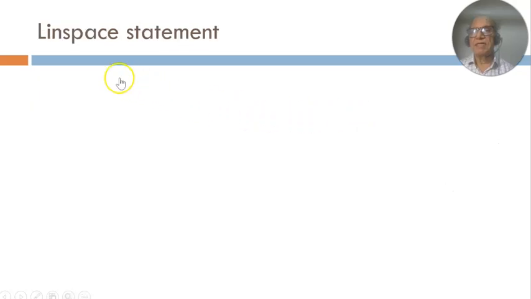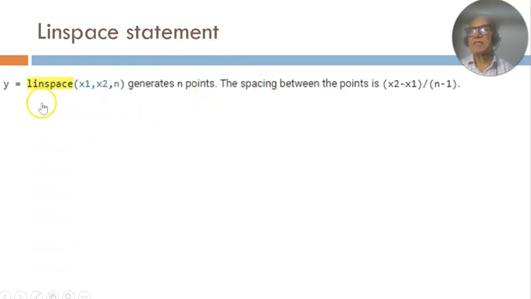In order to understand that, we first study a statement which is called the linspace statement. And this is the format of this statement. So y equal to linspace x1 to x2, and n is the third parameter. So this generates n points. For example, if n is equal to 100, this will generate 100 samples. And it will start with the value specified in x1. For example, if this is 0, it will start from 0. And if x2 is 1, it will go from 0 to 1, and 100 points total.